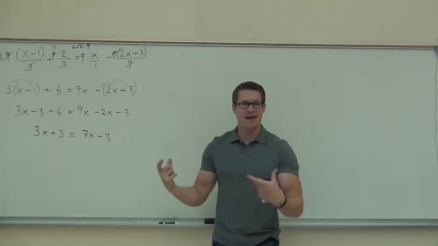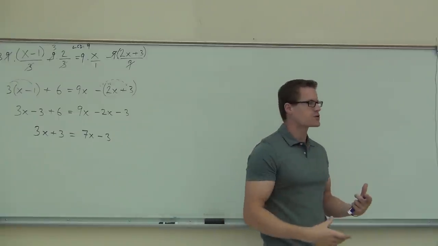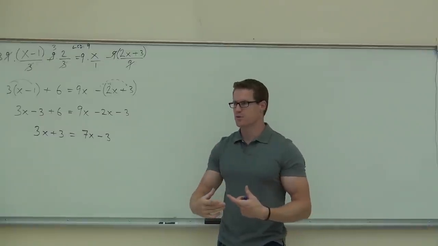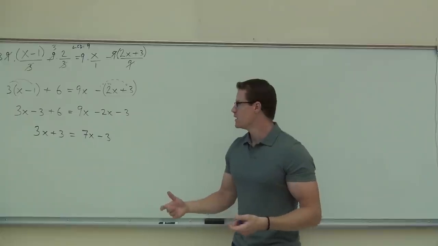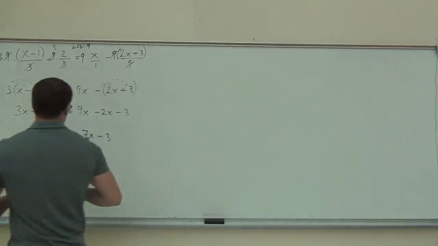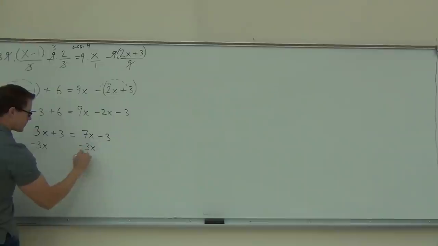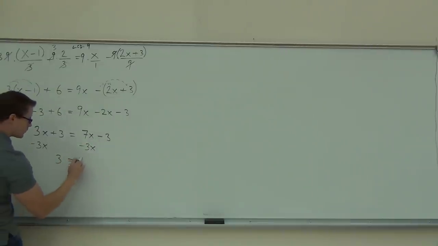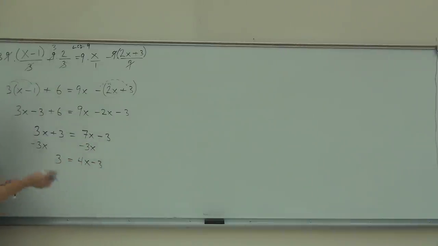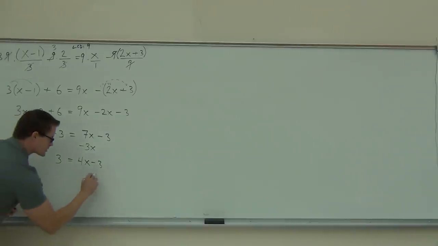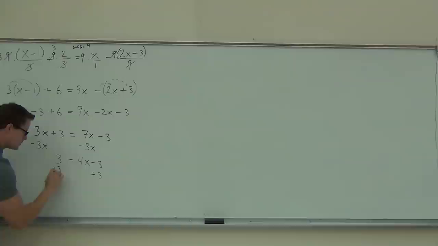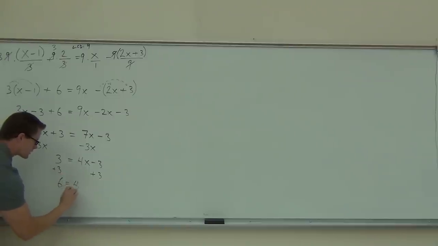If it's just x and x, hey, that goes back to our first steps. Get rid of the smaller variable, and then it's really easy. It's not bad. So we're going to look for the smaller variable here. Happens to be 3x. We'll get 3 equals 4x minus 3. You remember doing this from the first day, I hope. And then it's not so bad to solve. We can add 3 to both sides. We'll get 6 equals 4x.